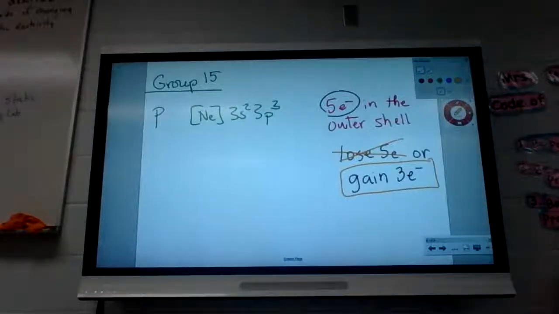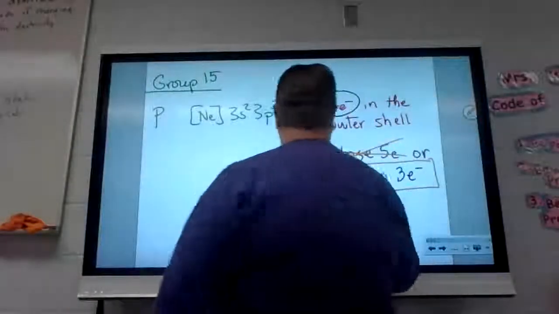Okay, it might not be easier to go out to the courtyard and gain $3, but it's easier as an atom to gain 3 electrons. So, what's the oxidation number going to be if you want to gain 3 electrons? What? -3. Okay?